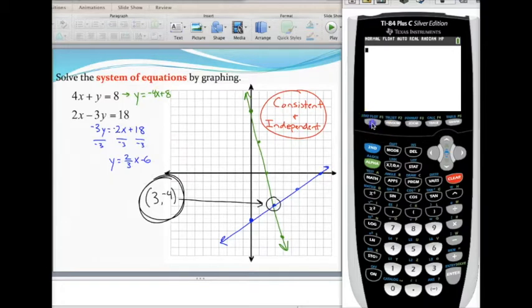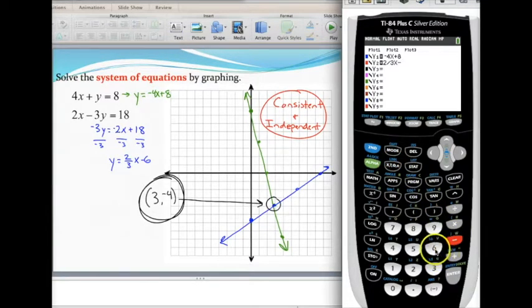So select Y=, and if there's anything in there, make sure you clear it out. If your plots are highlighted like mine are, go up and press enter to unhighlight them. We don't want those plots turned on. So let's graph this equation. We've got -4x plus 8. And my second equation was 2/3 x, and we can just do that as a fraction, and then minus 6.